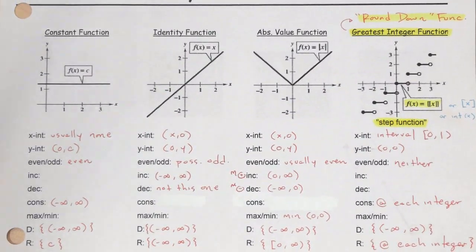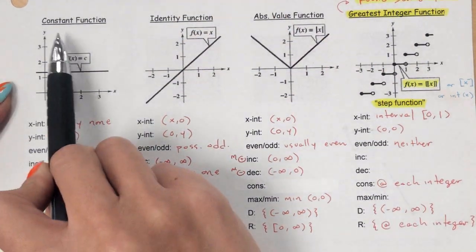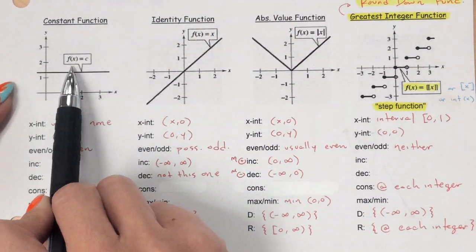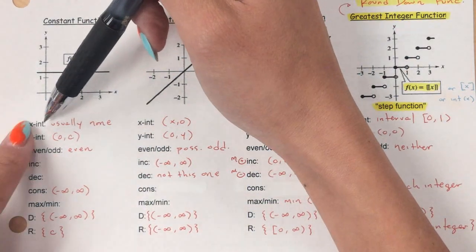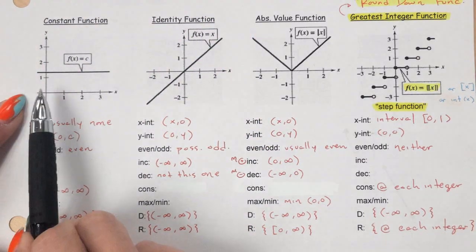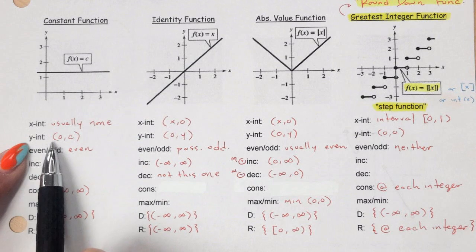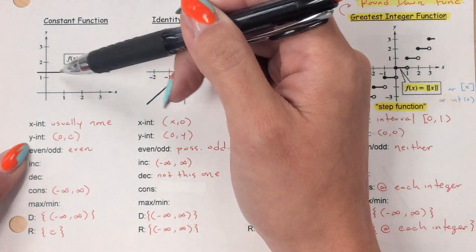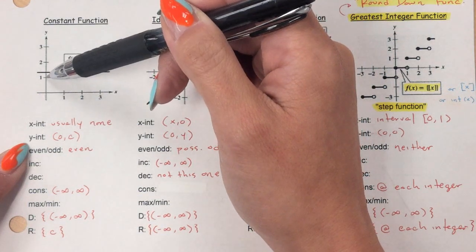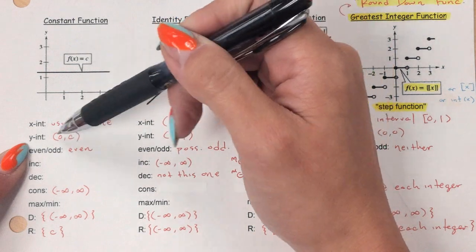Okay, so in the beginning, over here is talking about a constant function, so like y equals 5 or whatever, what would the x-intercept be? So I said usually there's no intercept, so I said usually none. And then what would the y-intercept be? Well, it would be 0, comma, and then whatever c is. If this looks like y equals 1.2 or whatever, then this would be 0, comma, 1.2, right? So I said 0, comma, c.